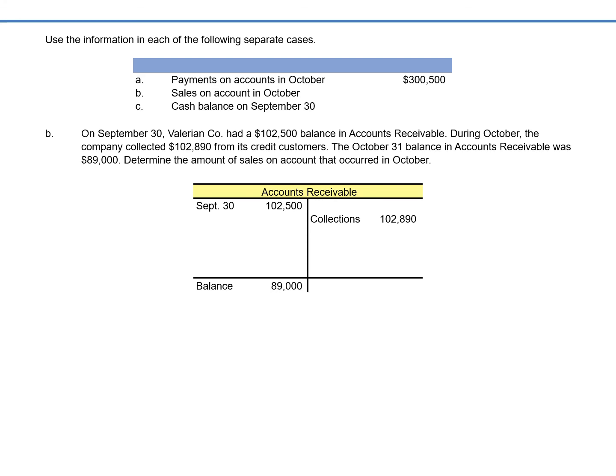And so what they're asking us to solve for is the debit or credit related to the sales that happened during the month of October. And so the question is, if you make sales on account, you want to increase your accounts receivable balance, right? And so how do we increase our accounts receivable balance?